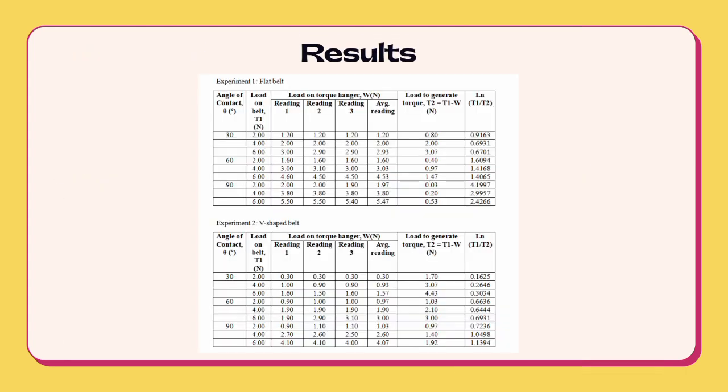So this is the result that we obtained from the experiment. We have one table for the flat belt data and another one for the V-shaped belt. From the tabulated data, we can see that as the load on the belt increases, the load needed to produce torque also increases. This shows that more force is required to overcome friction when the belt carries a heavier load. Furthermore, as the angle of contact increases, the load required to produce the same torque decreases.